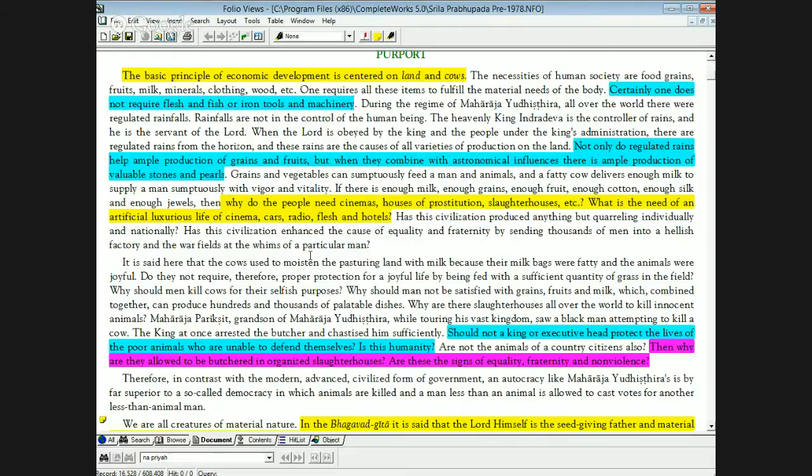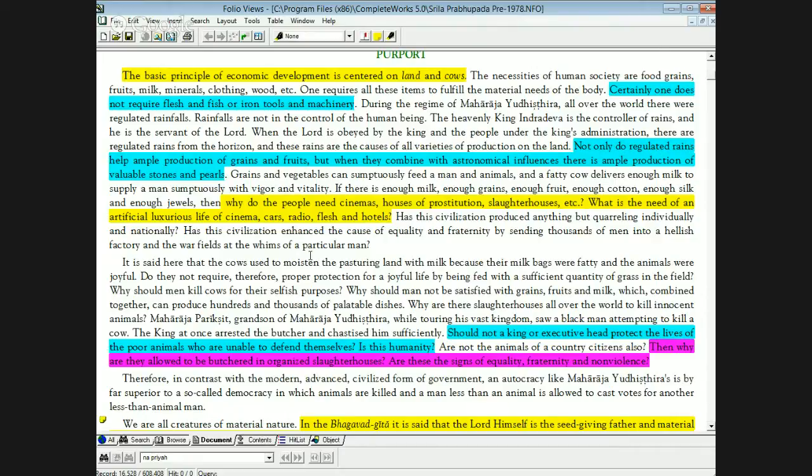If there is enough milk, enough grains, enough fruit, enough cotton, enough silk, and enough jewels, then why do people need cinemas, houses of prostitution, slaughterhouses, etc.? What is the need of the artificial luxurious life of cinema, cars, radio, flesh, and hotels?